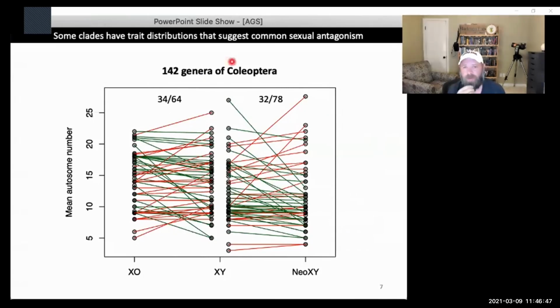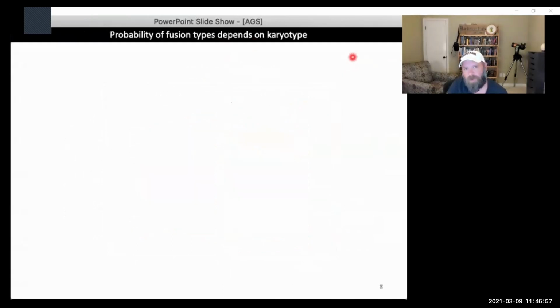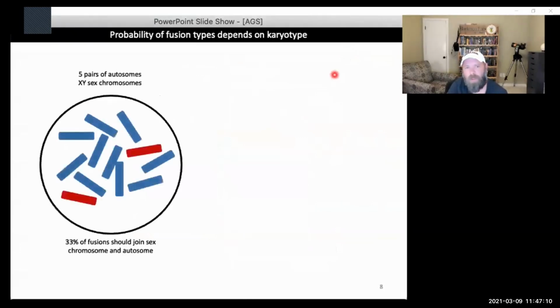And I think the reason that this hasn't been addressed in a robust quantitative framework yet is because there are some difficulties involved in addressing this across a phylogeny. The first difficulty that we encounter is that the probability of how often these fusions should occur depends on the karyotype that's present in any single part of the phylogeny. You can imagine if you have a genome that's made up of 5 pairs of autosomes in an XY sex chromosome system, 33% of all the random fusions that could occur would join a sex chromosome and autosome.